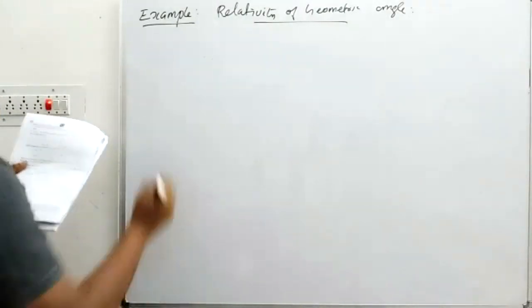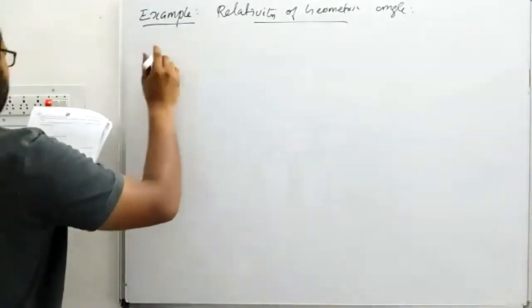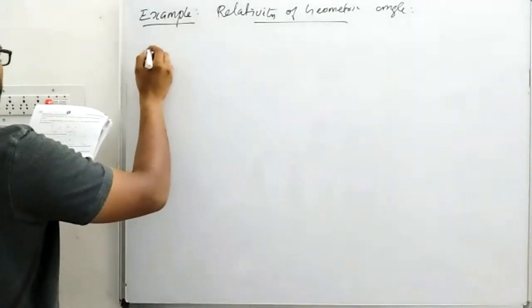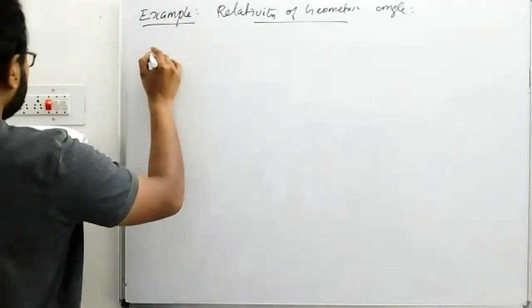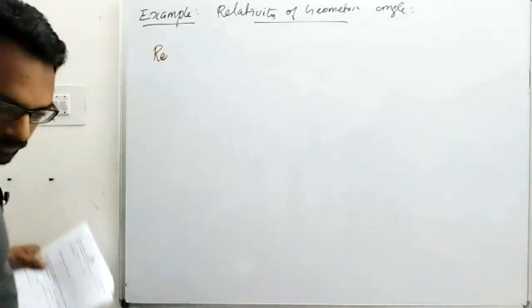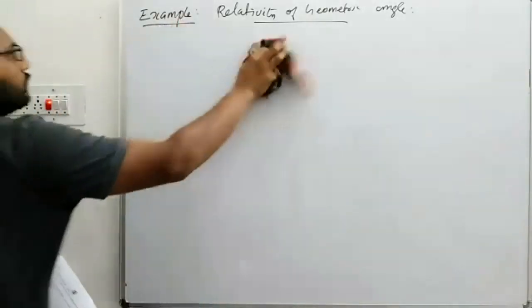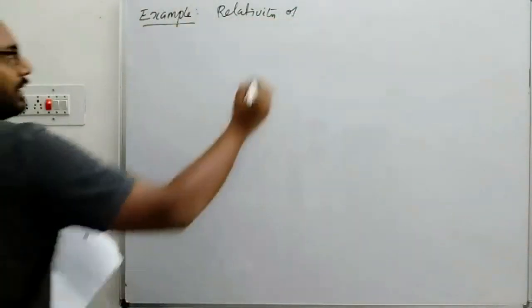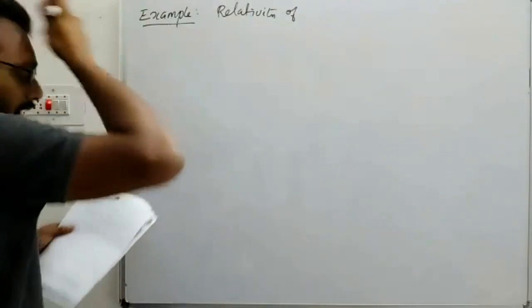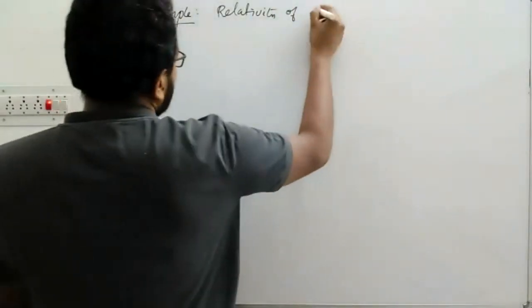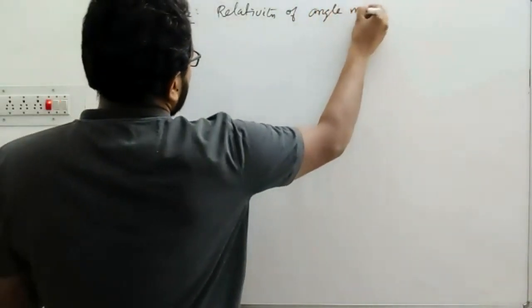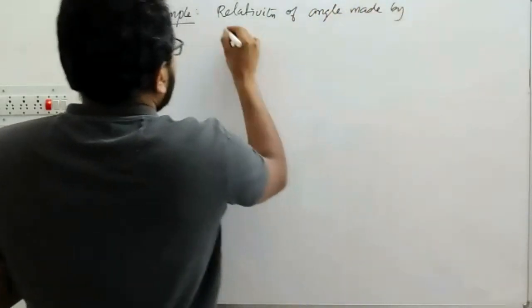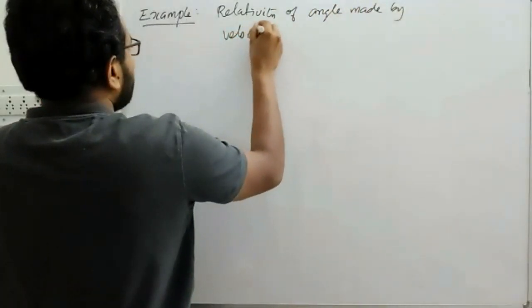Now there can be a problem. I will just say this: relativity of angle made by velocity vector. Another example. We won't do this completely. We'll just give the idea and we'll solve problems. Relativity of angle made by velocity vector.